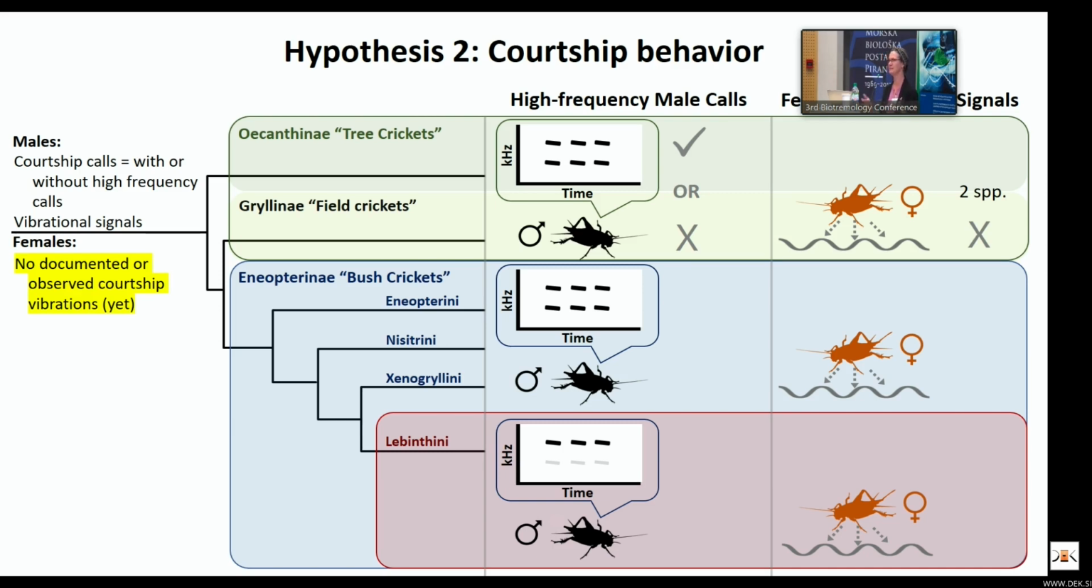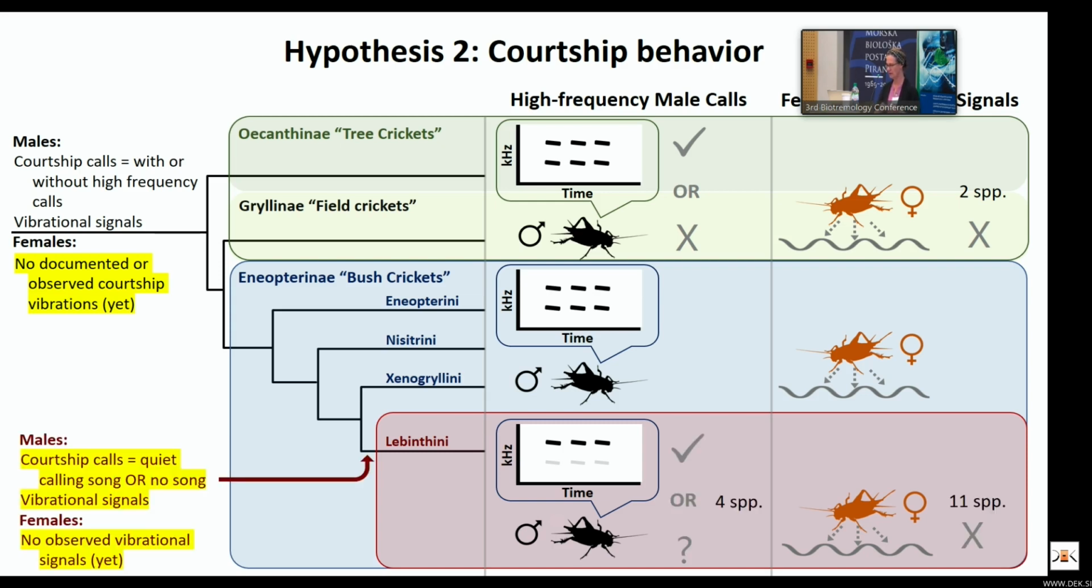So to summarize what we know about this, we have not documented female vibrational signals during courtship, but I'm putting "yet" because we have literally just looked at 2 species, which is absolutely not enough. Mia, who will talk tomorrow about her experiments, has not observed vibrational signaling in females within the Lebinthini during courtship. But this actually could be supportive of this hypothesis if it's something that got co-opted for long-distance signaling. What we don't have any data on yet is this Eneopterinae group in the middle, which is essential for us to actually know what the ancestral state was for these crickets. So this is what we are working on right now.